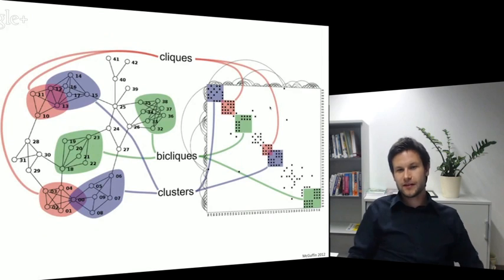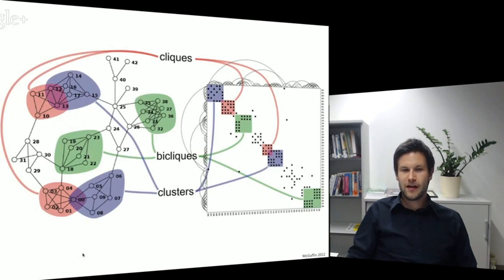And if we look at another example where we have a direct comparison between the matrix representation of the graph and the node link version of the graph, there you can see that, for instance, these clusters that we have here would also form a cluster in the matrix representation.